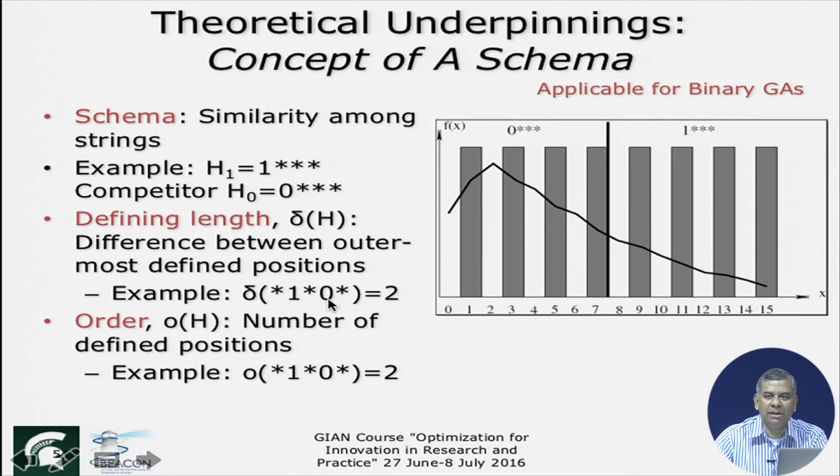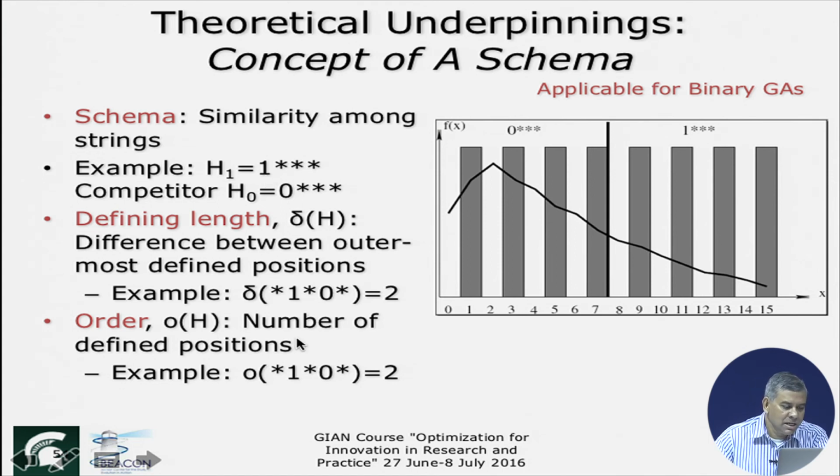Is that clear to everybody? It's the difference between the two outermost defined positions. So what are the defined positions? This one is the second position. This one is the fourth position. So 4 minus 2 is 2. Is that clear? So basically I'm saying between the two outermost defined positions, how many cross sites are there? That's what I'm saying, because this will come in handy for the crossover operator when we analyze. So there is one cross site here, another cross site there. Here there are 0 cross sites between the two defined positions.